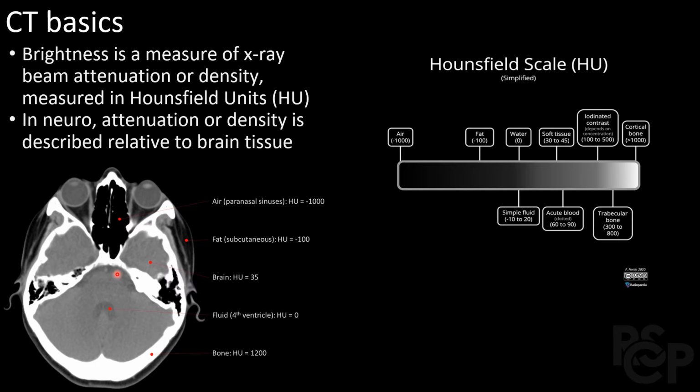Another example: in neuro, attenuation or density of a finding is discussed relative to brain tissue. So let's say I see a lesion in this part of the brain here, and it's brighter than the surrounding tissue. I would describe that lesion as hyper-attenuating. On the other hand, if it's darker than the surrounding tissue, I would describe it as hypo-attenuating. And there are also iso-attenuating findings that appear about as bright as brain tissue should typically appear. This terminology is important to keep in mind as we move on to describe cases later on in the talk.